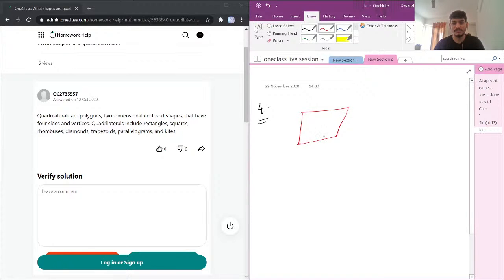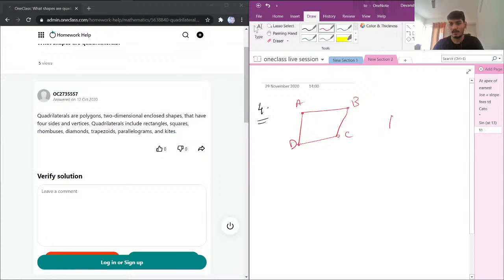There is no restriction for a quadrilateral to have, say, opposite angles equal, or to have all the interior angles as 90°. We can have any angle within it. It should be just a closed figure with four sides and four vertices. These are the four vertices and these are the four sides.